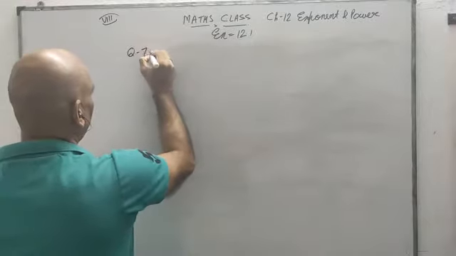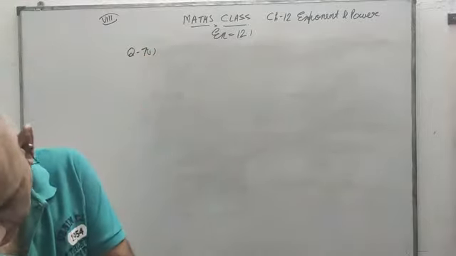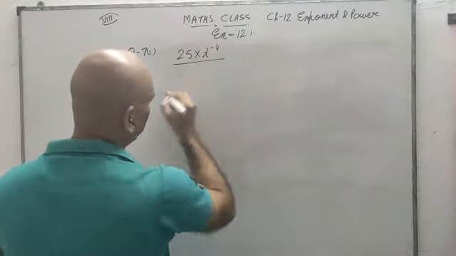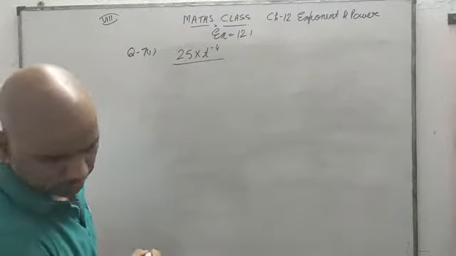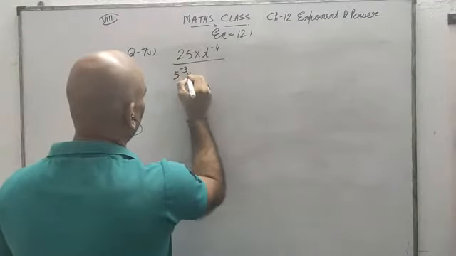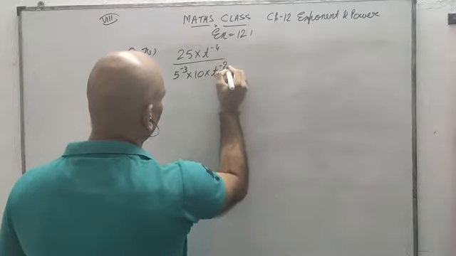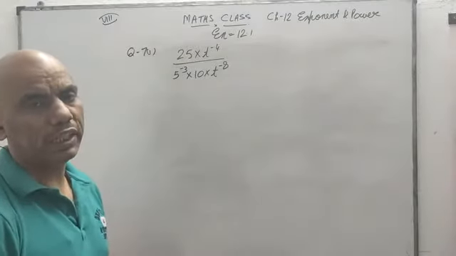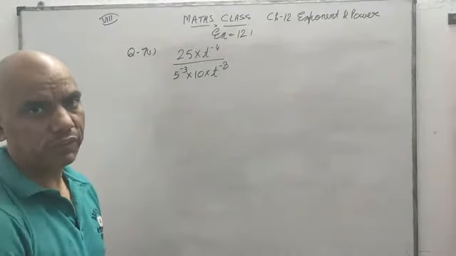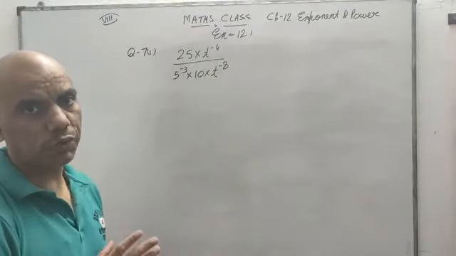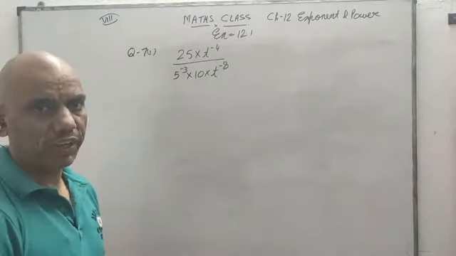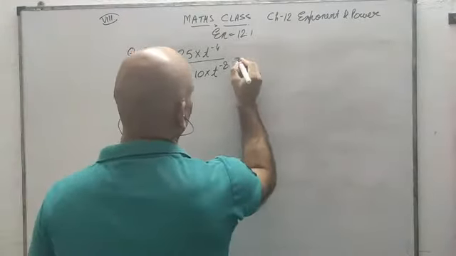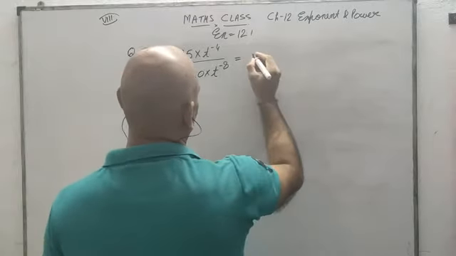Question number 7 part 1. What the question is saying: 25 into t to the power minus 4 upon 5 to the power minus 3 into 10 into t to the power minus 8. So this is the question. The same thing you will have to do. If there is some negative power, make them positive. If there are a few numbers whose prime factors are possible, make their prime factors, like 25 and 10. So I will do it step by step. I am making the negative powers positive.